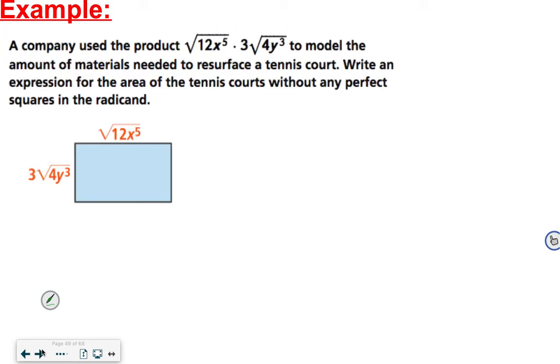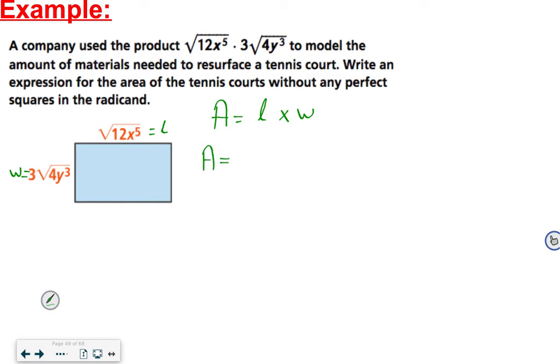A company used the product radical 12x to the power 5 times 3 times radical 4y cubed to model the amount of material needed to resurface a tennis court. Write an expression for the area of the tennis court without any perfect squares in the radical. This is a rectangle. Remember that to find the area of a rectangle, you need to multiply length times width. Let's say that this is length, this is width.